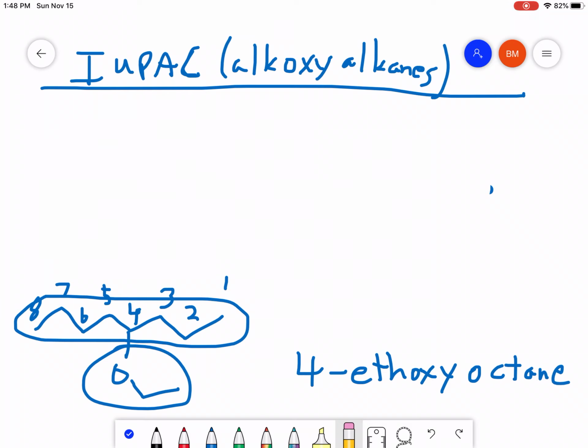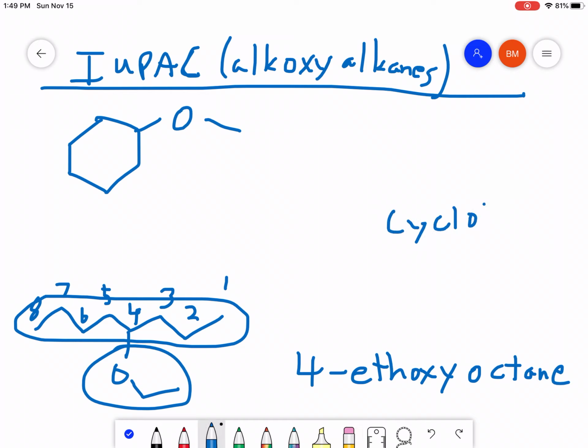We could have one like this, on a ring. Same thing, right? Our 6-membered ring here is going to be the biggest part of this, obviously, so it's going to be our parent. So our parent here is cyclohexane. And we have a methoxy group on there, so this is methoxycyclohexane. Again, you can just assume that the OCH3, the alkoxy, is always at number 1. Alright? Very good.